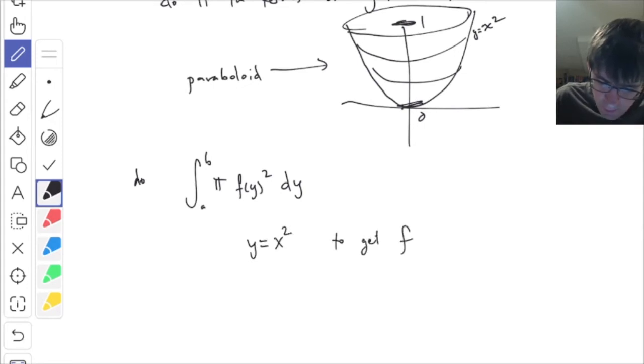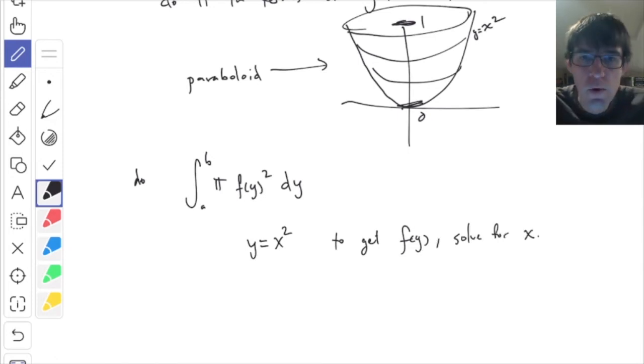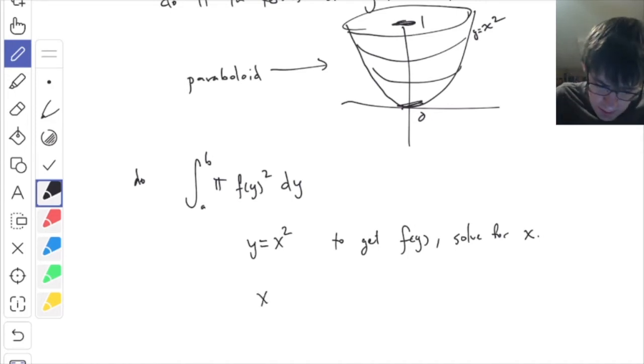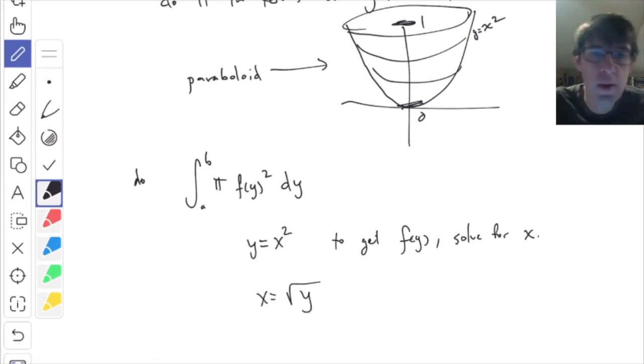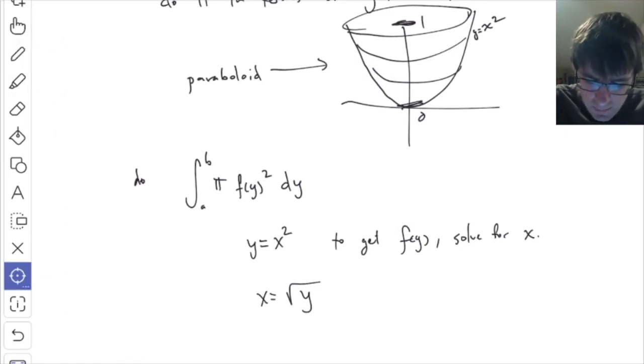In this case, we have y equals x squared. To get f of y, we need to solve for x, right? Ordinarily, we would like our function to be solved for y, but because we're doing it the other way around, we've got to solve for x. So x is the square root of y, and this is the function that we're going to use. In some contexts, you need to worry about putting a plus or minus in there, but in this type of problem, forgetting the plus or minus gets you only 1/2 of it, but that's fine for our purposes because 1/2 spinning around is good enough.